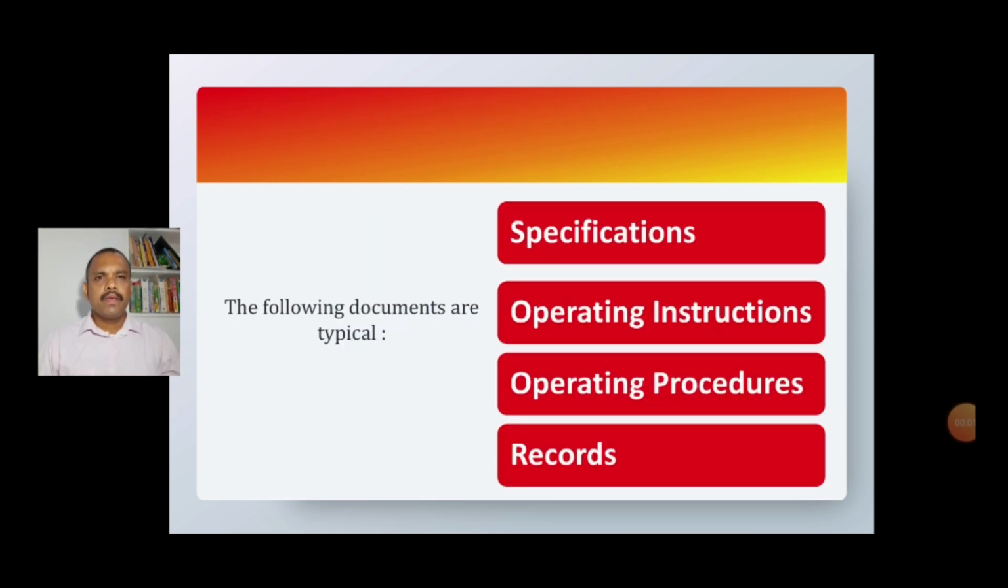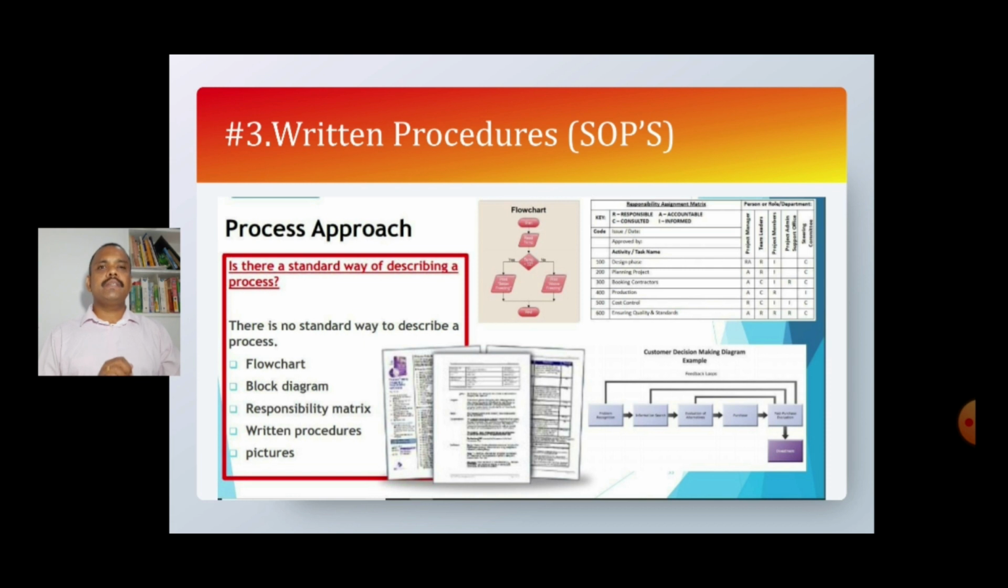In GMP, the following documents are very typical. There are 4 documents that are very typical. One is specification, operating instructions, operating procedures, and records. So these 4 records are very typical in GMP. Just to have them is not sufficient.